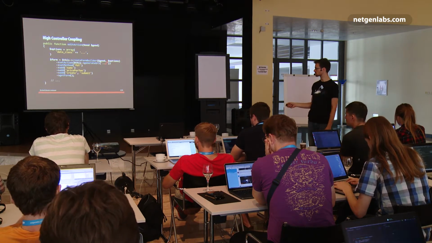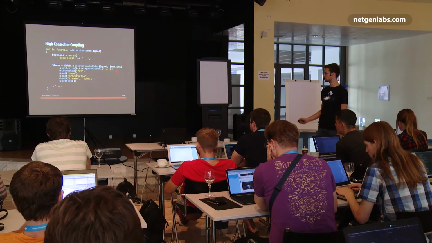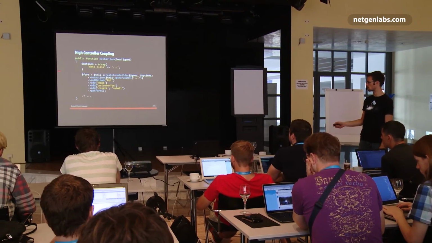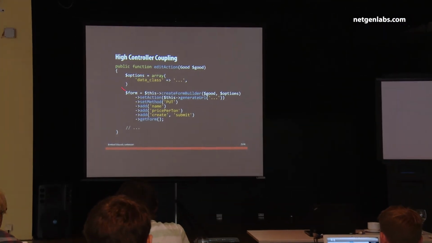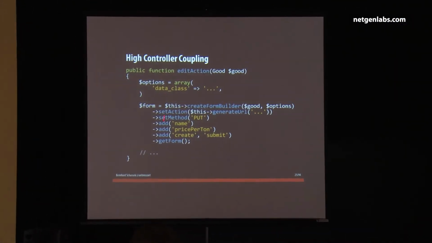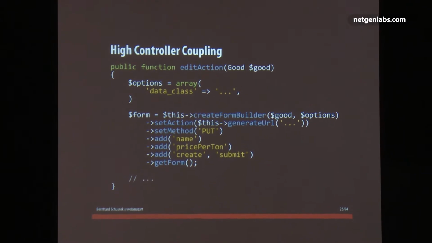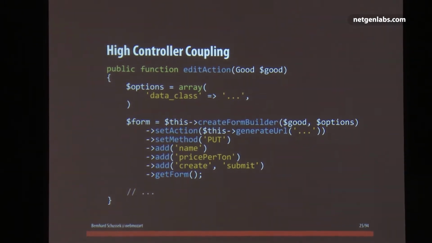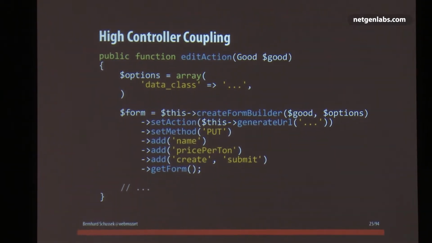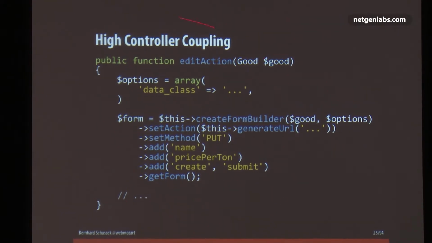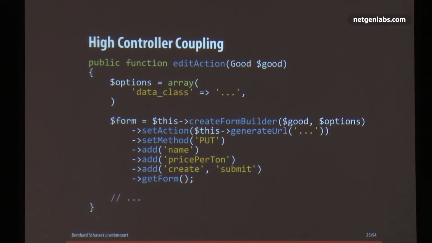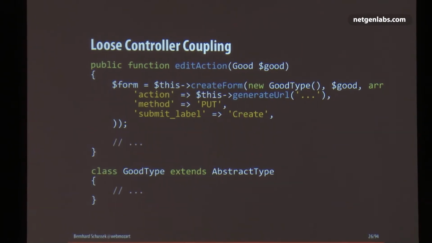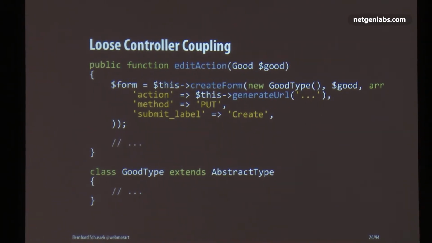So right now, we're doing something like that. We have the controller. We call all these methods on the form builder. We pass the options. We pass the good. We call all that stuff. It's very highly coupled form code in the controller. And ideally, we want to move most of the code here to somewhere else and do something like this.